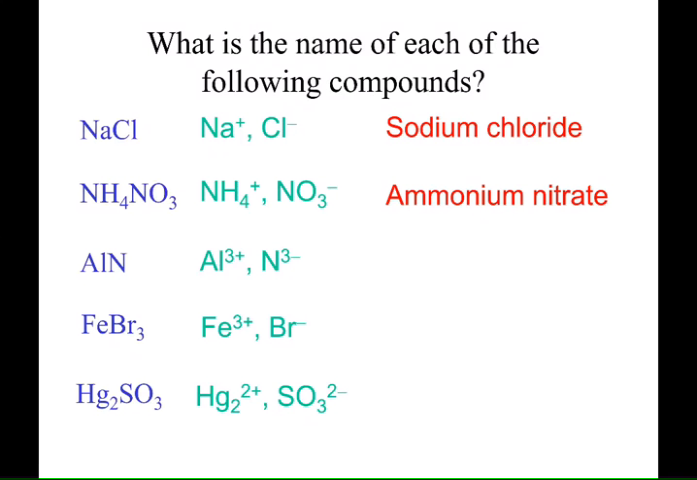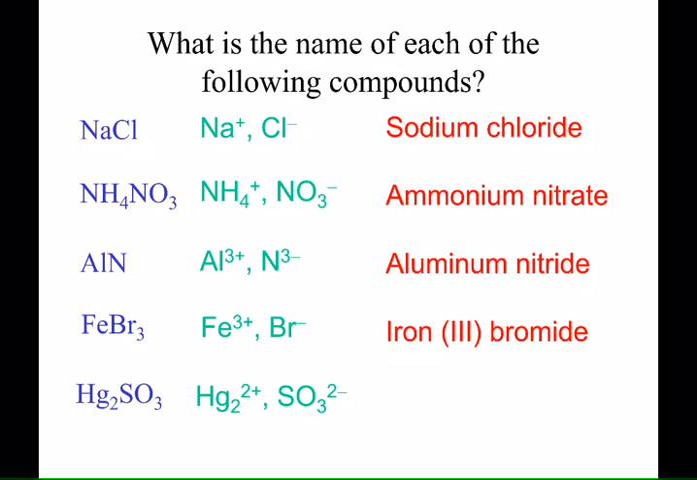Aluminum, do we use Roman numerals? No, we do not use Roman numerals because it's a 3A metal. And instead of nitrogen, it's nitride. So no Roman numerals, so aluminum nitride. Iron. Do we use Roman numerals? Yes, we use Roman numerals. It's a transition metal, and it's not silver, zinc, or cadmium. So it's going to be Roman numeral 3. So iron 3 instead of bromine, bromide.